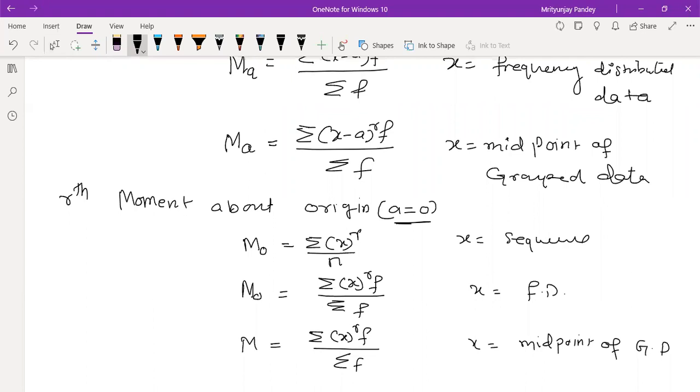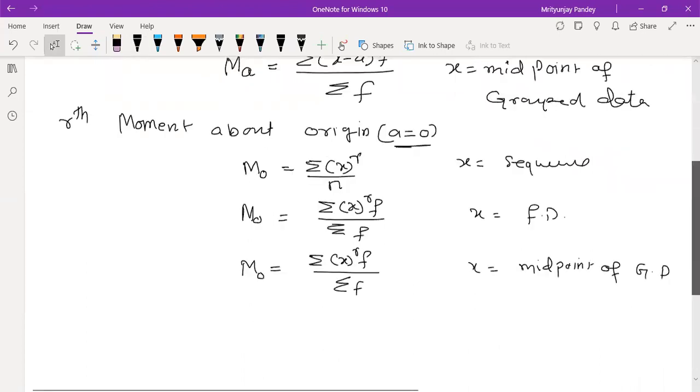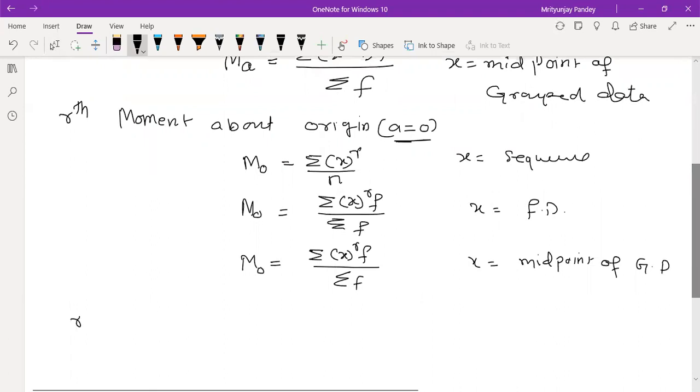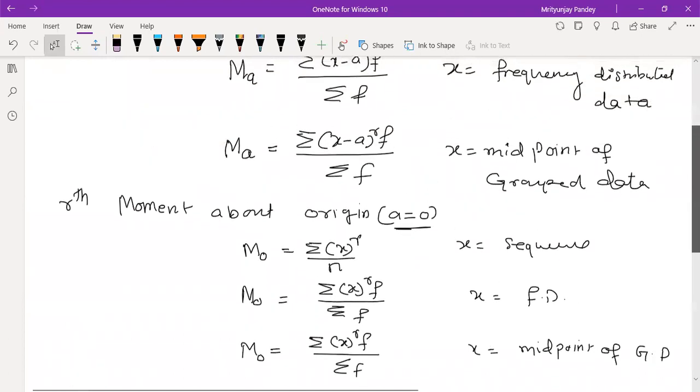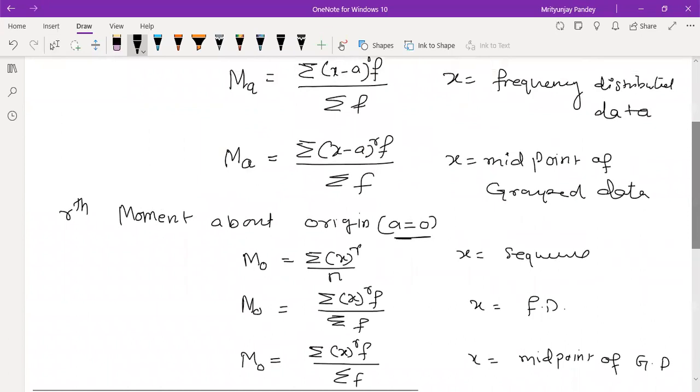Now third is important. Rth moment about mean. Excuse me, sir. Sorry, Achal? In frequency distribution data, it is x minus a into f, right? Summation x minus a, into f, yes. Summation of x minus a whole raised to r into f divided by summation f. This one. Sir, what you have written below for frequency data, m0 is equal to summation x raised to r.